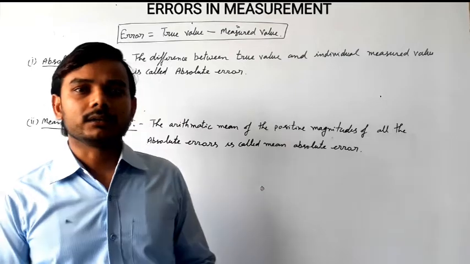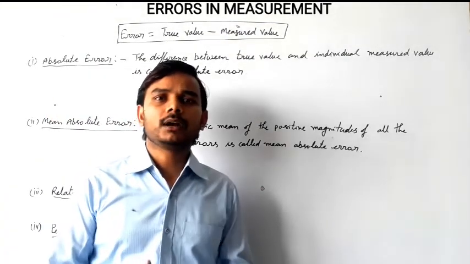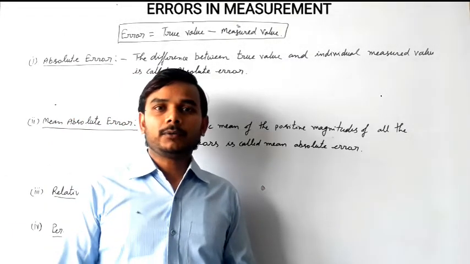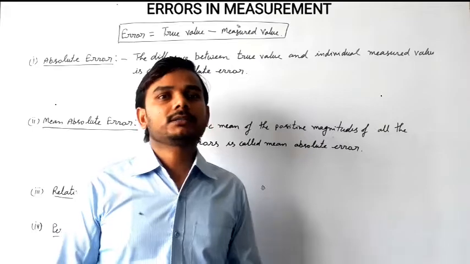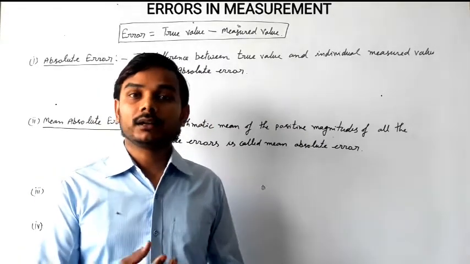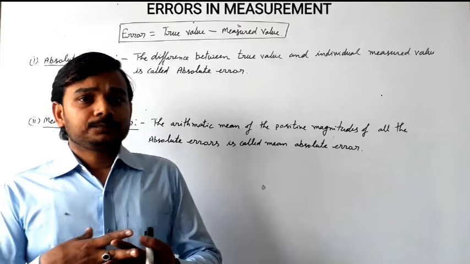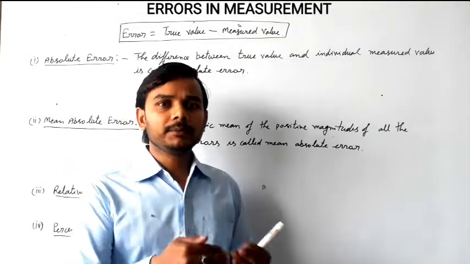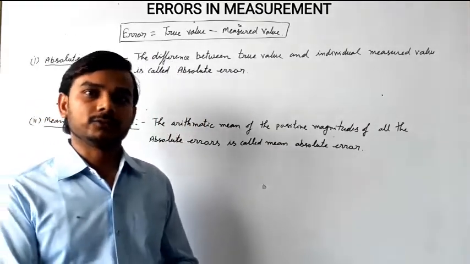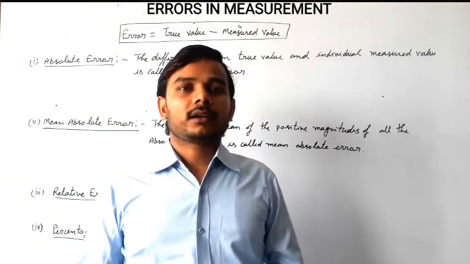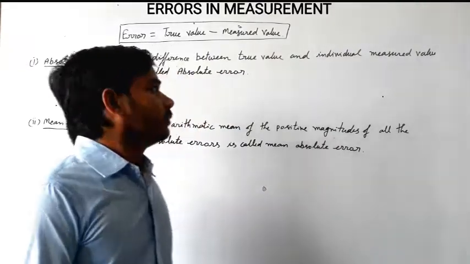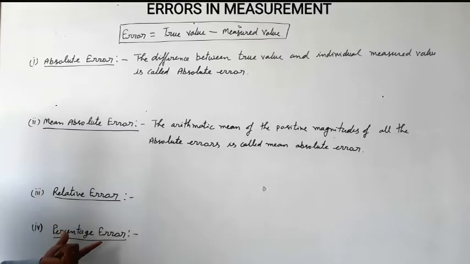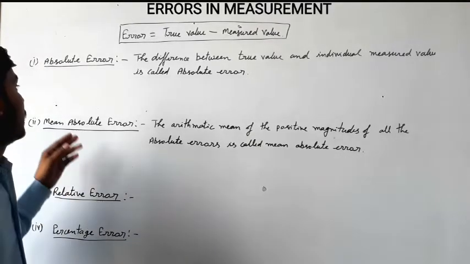So what is error? Error is an uncertainty of the measurement, and it can be calculated with the help of true value and measured value. The difference of true value and measured value is called error. Error in any measurement can be reduced by taking many measurements and many measured values. There are many types of errors: absolute error, mean absolute error, percentage error and relative error. These are the different errors.